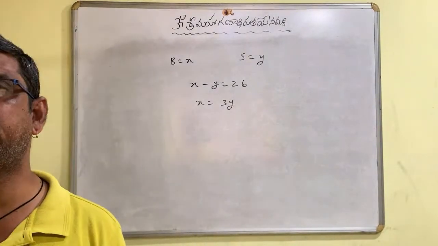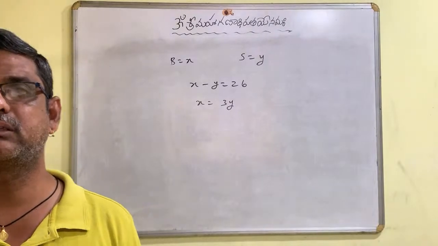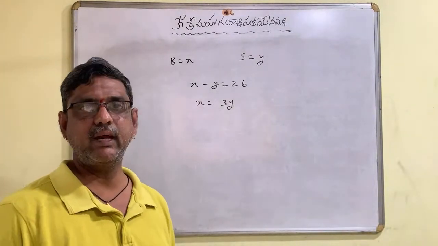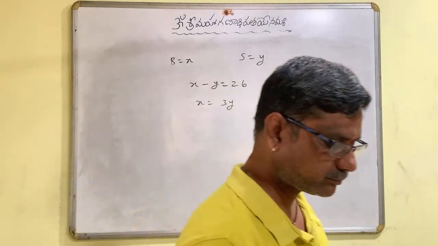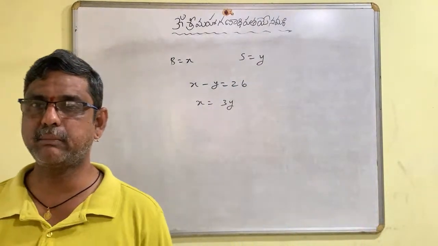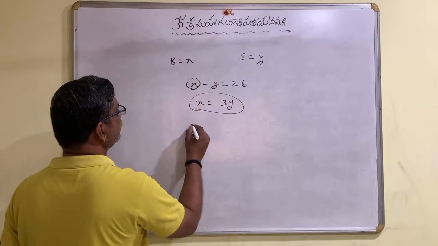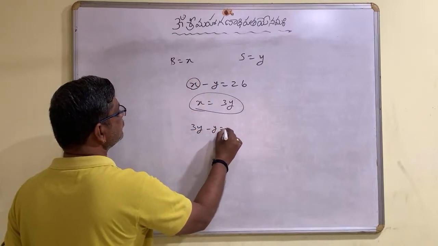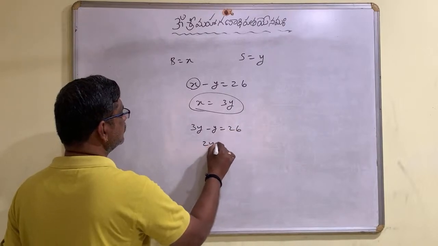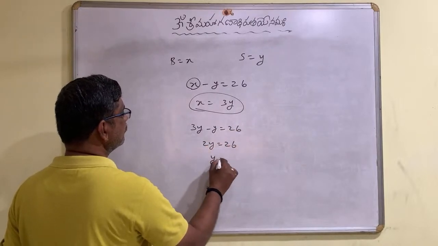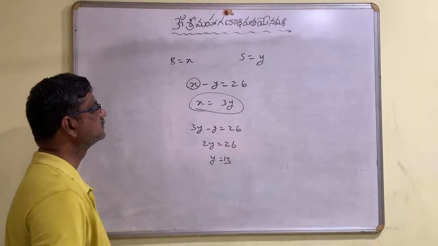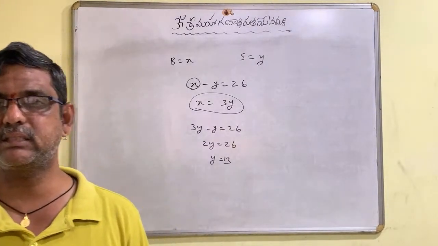You need to give answers. Find out x value, y value quick. x equals 3y. x minus y is 26. Find out x and y. First equation with 3y: 3y minus y is 26. 2y is 26. y is 13.